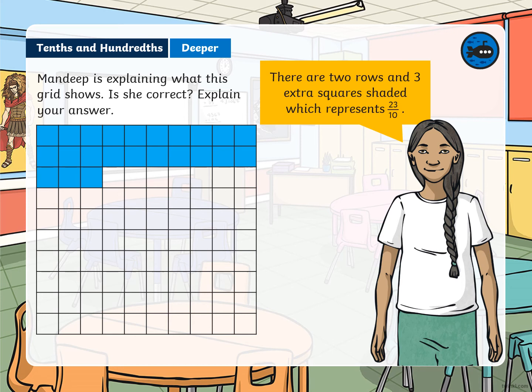Okay, here's Mandeep, and she's explaining what this grid shows. Is she correct? So there are 2 rows and 3 extra squares shaded, which represents 23 tenths. Is she right or wrong? You might want to pause the video for a second as you have a little think.